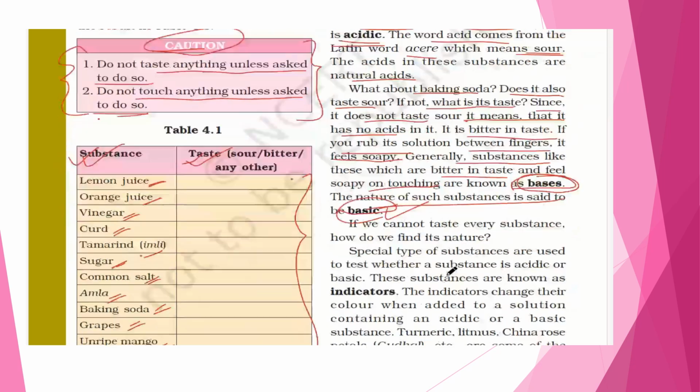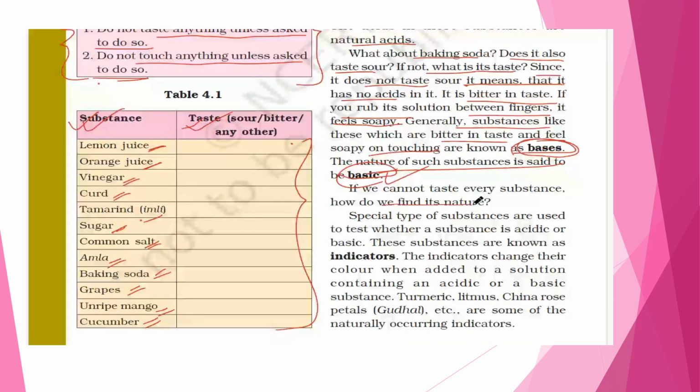So if we cannot taste every substance, how do we find its nature? Now, a special type of substances is used to test whether a substance is acidic or basic. What are these called? These are called indicators. Indicators are substances which tell you the nature of the substance, whether it is acidic or basic, as it is not possible for us to taste each and every substance. Is it clear to all of you, right? Now the indicators change their color when added to a solution containing an acidic or a basic substance, right?